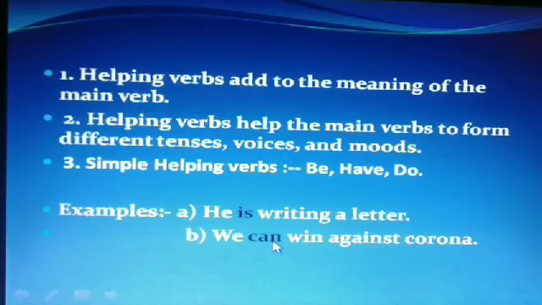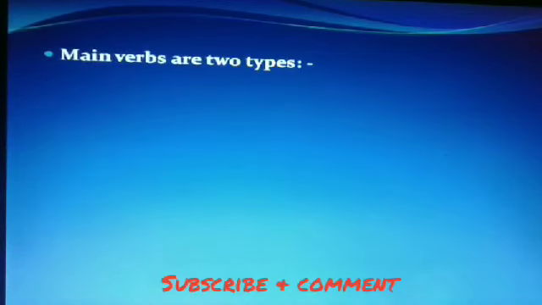Main verbs are generally of two types. What are they? Look, transitive verb.